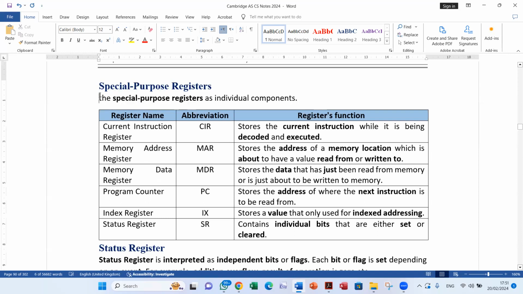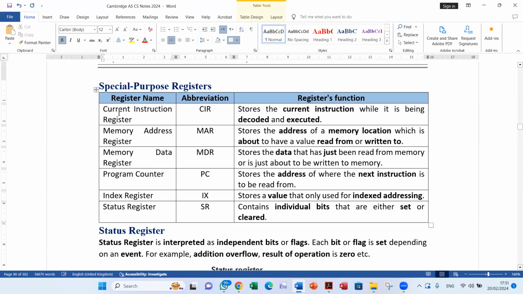Okay, those are the special purpose registers. We have the CIR, current instruction register. It stores the current instruction while it is being decoded and executed. We have the MAR and MDR. The MAR is connected to the address bus and the MDR is connected to the data bus. The PC, program counter, stores the address of where the next instruction is to be read from. And this is the one that will be incremented by 1.